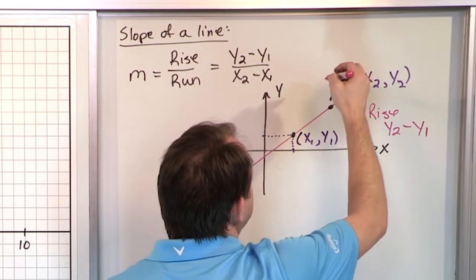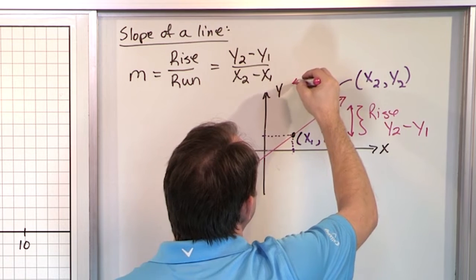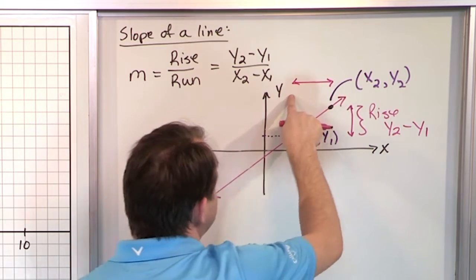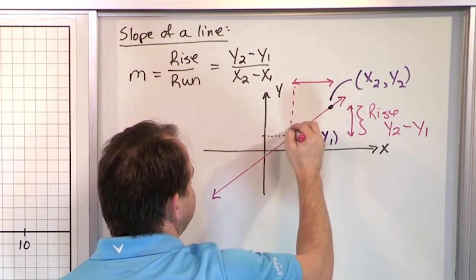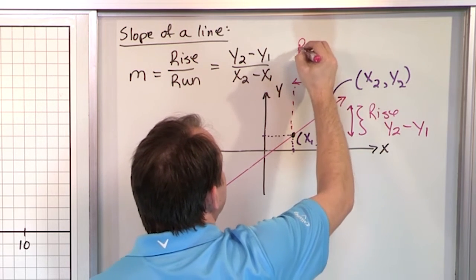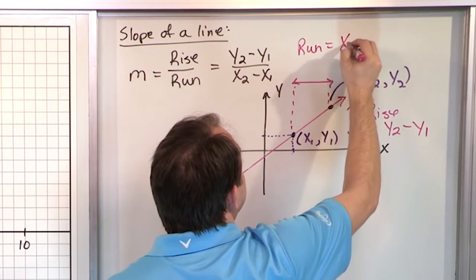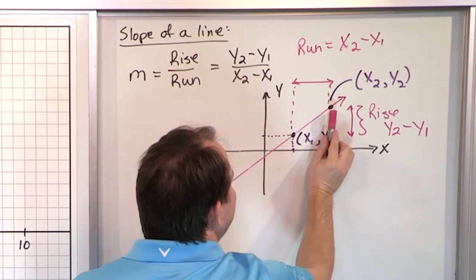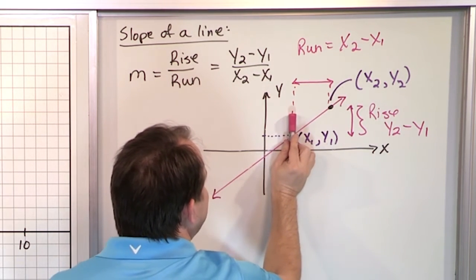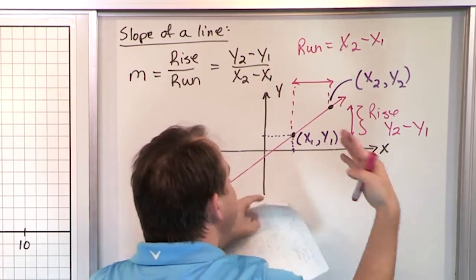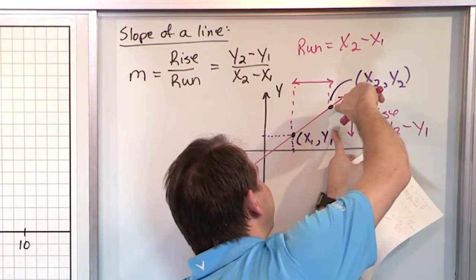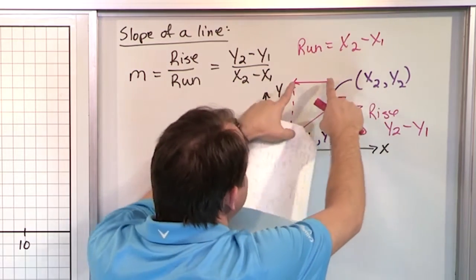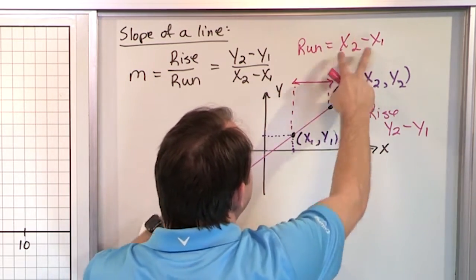This guy, let me see if I can draw it without getting in the way. From here to basically here, when you connect it down like maybe here, this is what we call the run. And it's equal to x2 minus x1, because you're taking the x value of this point and subtracting the x value of this point. That gives you the distance. Basically, you want to find this distance, how far it goes up, by subtracting y's, divided by this distance, which is how far it goes over, which is x's.